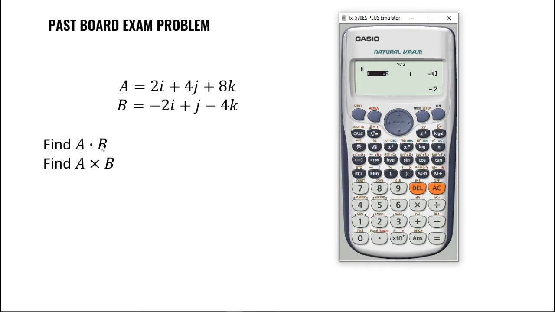Just perform these two operations. So for the dot product, we have here shift vector. For the dot product, we have here 7. So we have vector A, so shift vector, vector A 3. So vector A dot vector B.